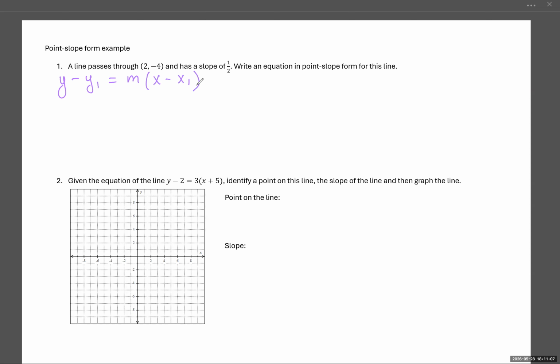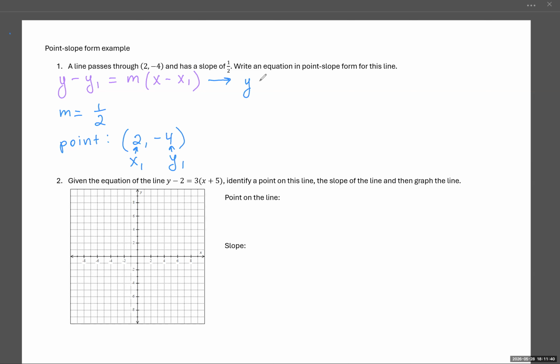Now, what do we have given? We have given that the slope is 1/2, so m is 1/2. We're also given a point on that line, and the point is (2, -4). What does that mean? That means that x1 is 2 and y1 is -4. Now we'll go ahead and plug these numbers into the equation above.